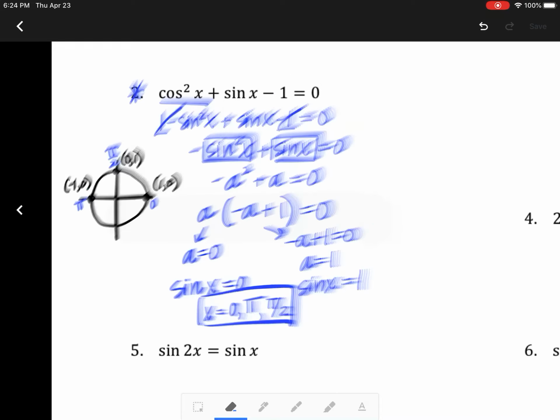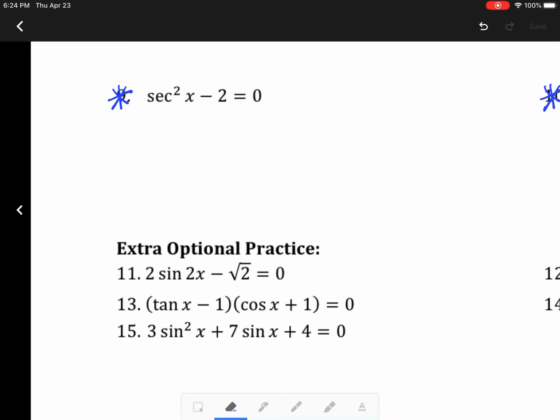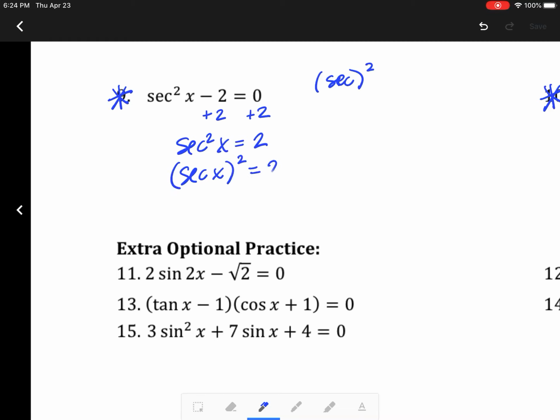Okay, let's try another one. Here is one where we don't actually really need any identity. So let's solve for this. I'm going to solve for this just by getting the secant by itself. So that means I'm adding 2 to both sides. Secant squared x now equals 2. And I still want secant by itself. So that's where I want to remember that this is actually secant squared. So I'm just going to rewrite that because then it's kind of clear to see what we can do.